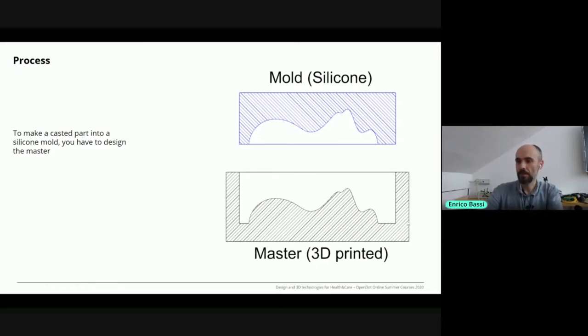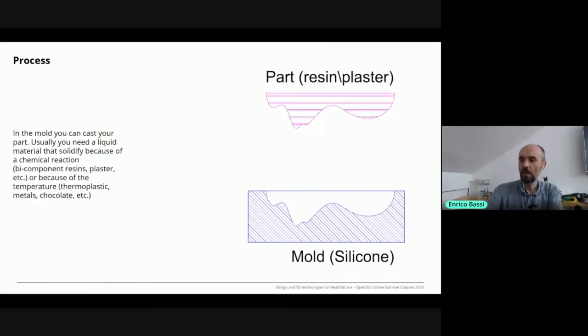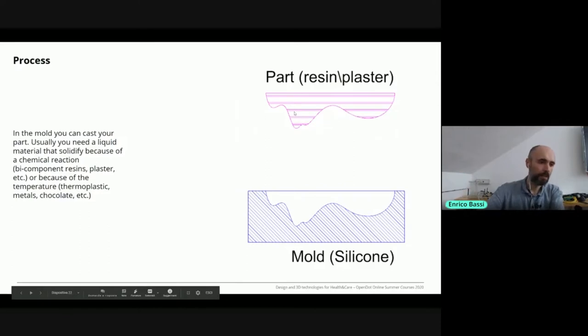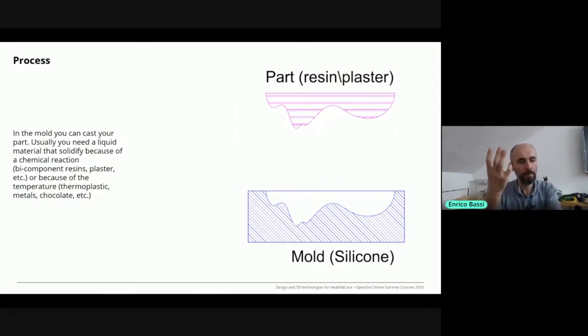So this object here is the part I've 3D printed. This part has a cavity in which I can pour the silicone. The silicone cures, it becomes rubbery. At that point, I can take out the silicone and that becomes my mold. In my mold, I can now cast a material, and that will be my part.